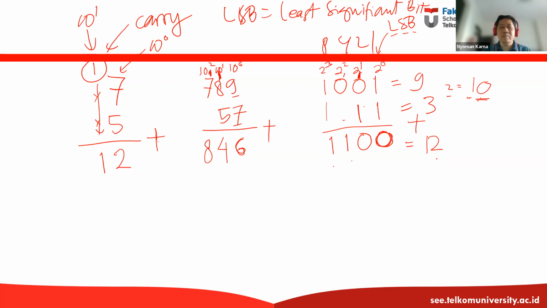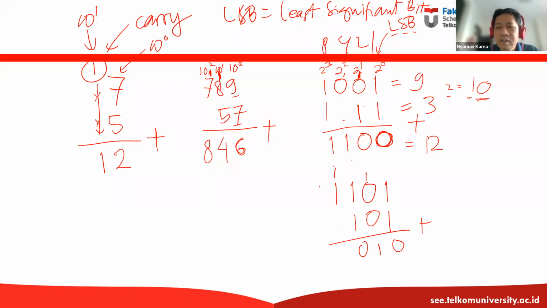Now, let's take another example with the binary system. Let's say I have 1, 1, 0, 1. And I'm going to add this number with, let's say, 1, 0, 1. Okay. So, going to do it fast. 1 plus 1 is 1 and 0. 1 plus 0 plus 0 is 1. 1 plus 1 is 1 and 0. 1 plus 1 is 1 and 0, and then 1.